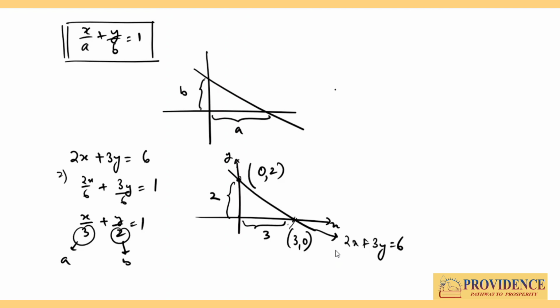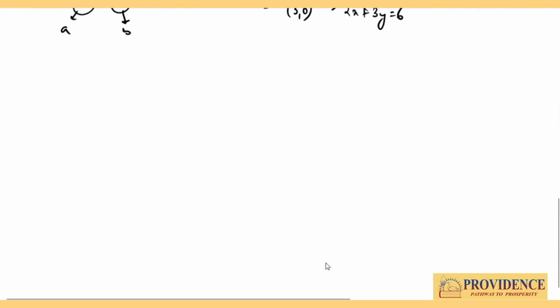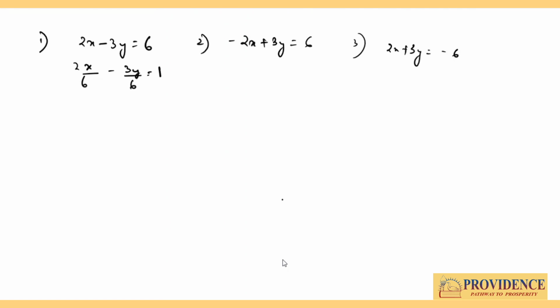Okay, so any other form also, if it is given, say suppose you are given 2x, let us take these forms. 2x minus 3y is equal to 6, and say 2x plus 3y is equal to minus 6. So that means we can write it like this. For this particular form, it will be 2x by 6 minus 3y by 6 is equal to 1.